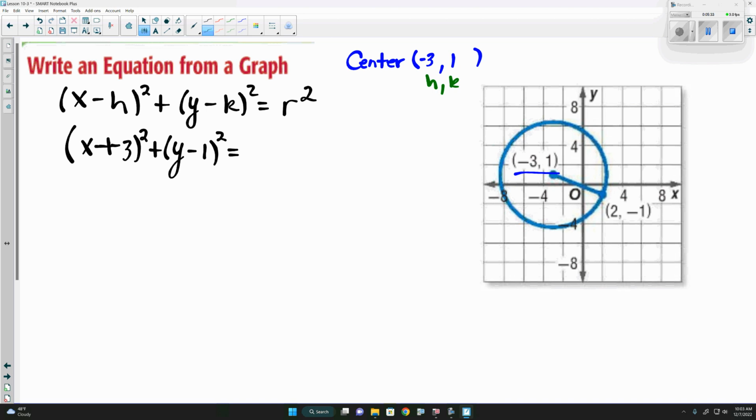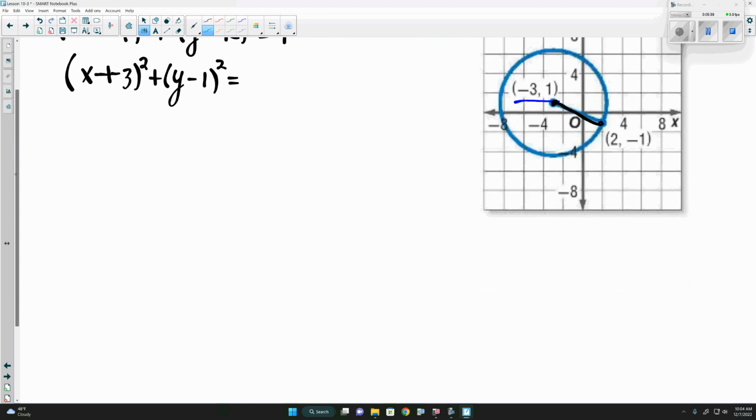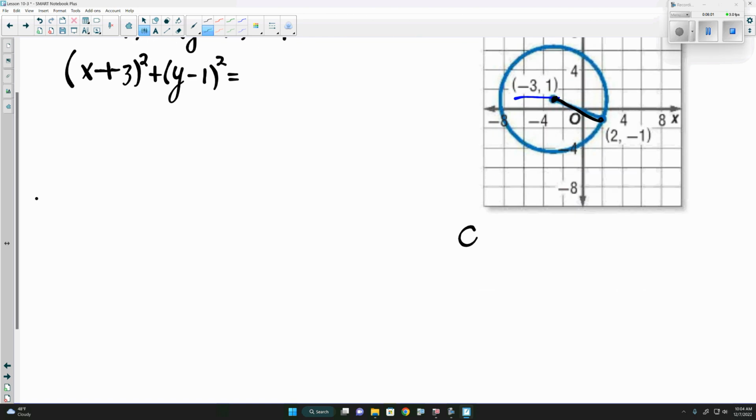Did they give us the radius? No, not directly anyways. We know that the radius is the distance from the center of the circle to a point on the circle, yes? Now, if it was nice and we had a straight line on this plane where I could count the spaces, that would be nice. But they didn't give us that. However, we can find it by using a formula we had yesterday. The distance formula.